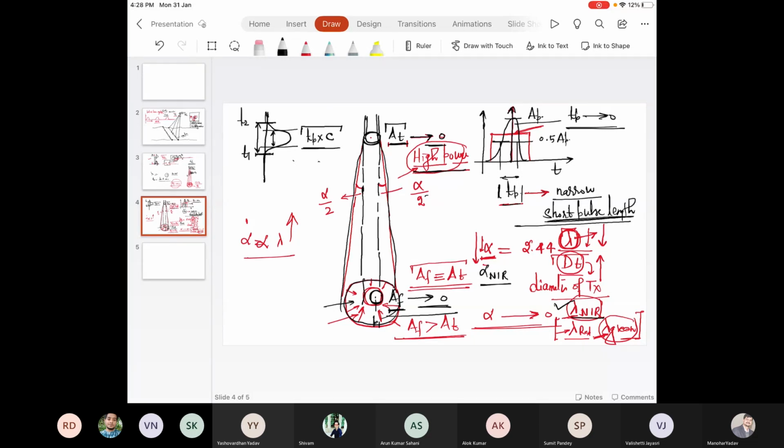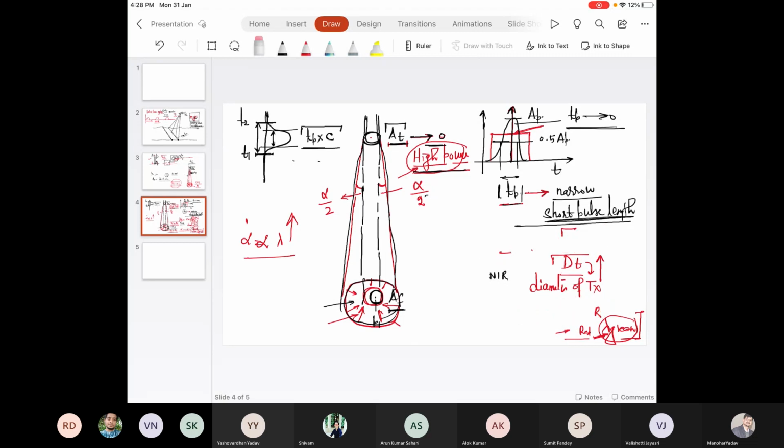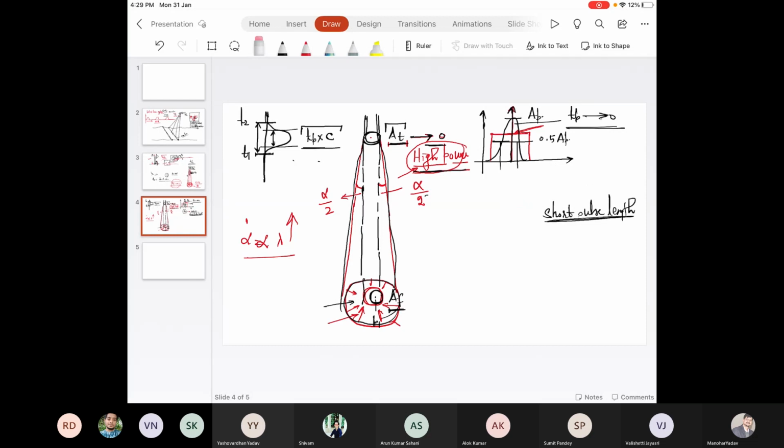Okay. Why we want that? Further that I would like to explain it. So is there any query in this discussion? किसी को कोई confusion है तो बताओ. Because now I'm going to discuss about why this short pulse length is required.